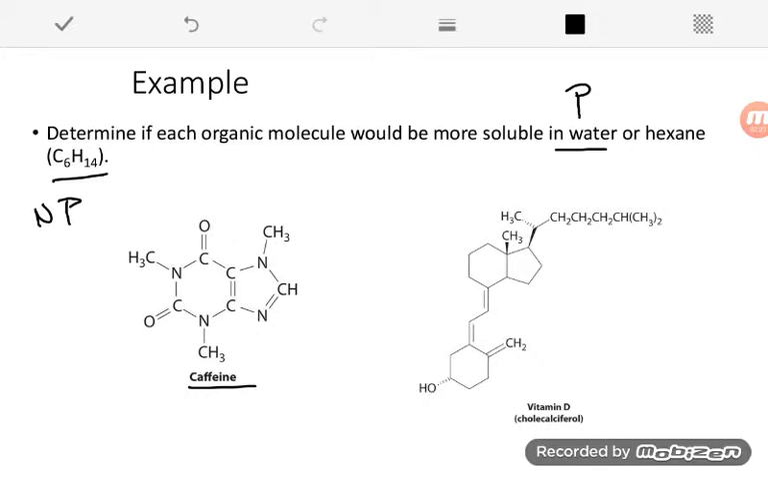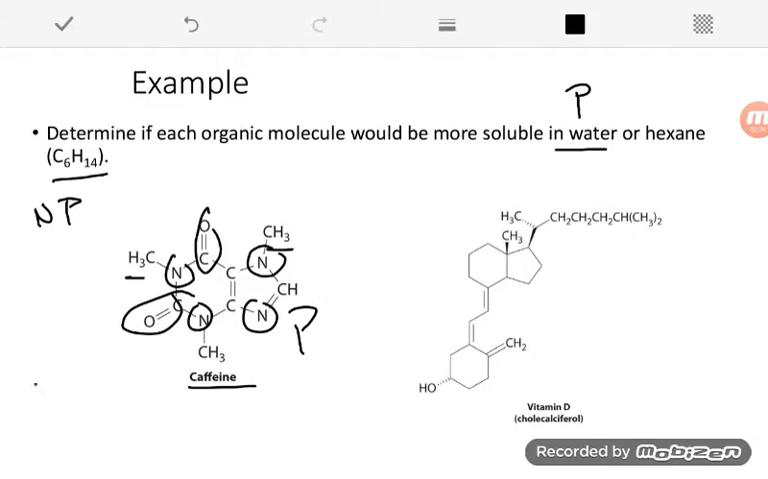First example is caffeine. If we look, caffeine has a lot of polar groups. Got a lot of these oxygens here, got several nitrogens, and so because it has all these polar groups, we're going to round this guy up to polar, even though he does have some nonpolar groups as well. Because of that, we're going to say water is going to be the solvent it would be more soluble in. And that makes sense because we know caffeine is in a lot of drinks containing water. Coffee, soda, they all have water as the base, and we know caffeine is dissolved in there.